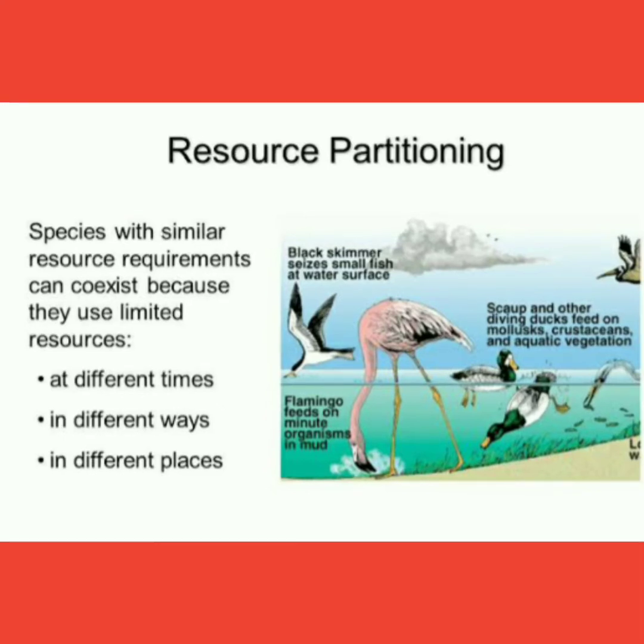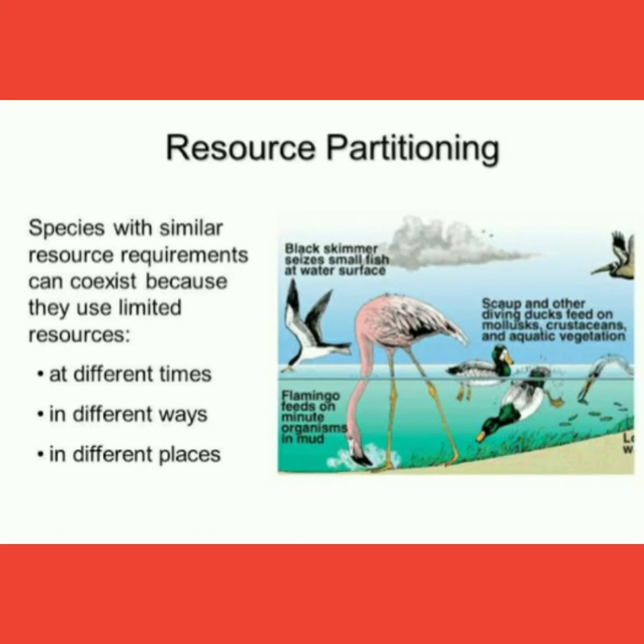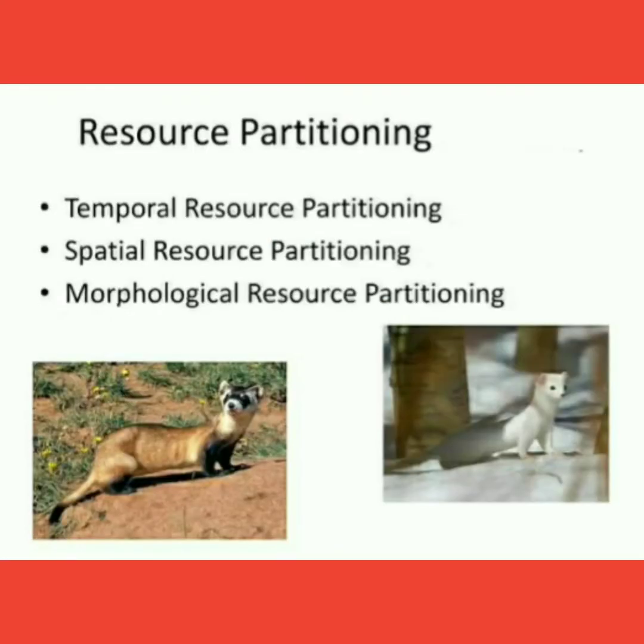Suppose there are some species and they need similar resources. In order to coexist in that particular environment, they can avoid competition over these limited resources by making some partitions. Means they can either take the food at different times or in different ways or in different places. Based on these factors, resource partitioning may be of three types. They are temporal resource partitioning, spatial resource partitioning, and morphological resource partitioning.